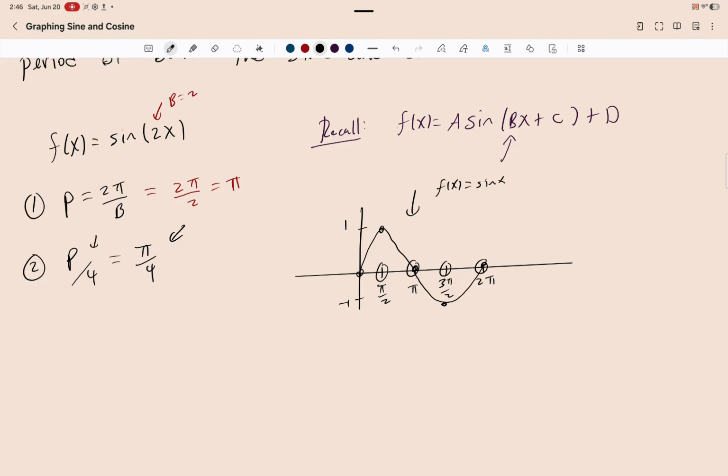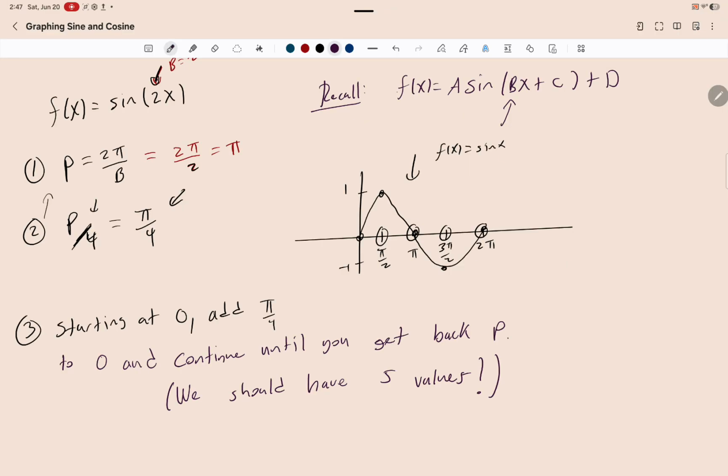The most important thing so far is that you know that period p is equal to 2 pi over b. The b value comes from the coefficient in front of the x, so it's 2. So I plug it in and I get pi. And then whatever value for p that I got in the first step, I just divide it by 4 to get the second step.